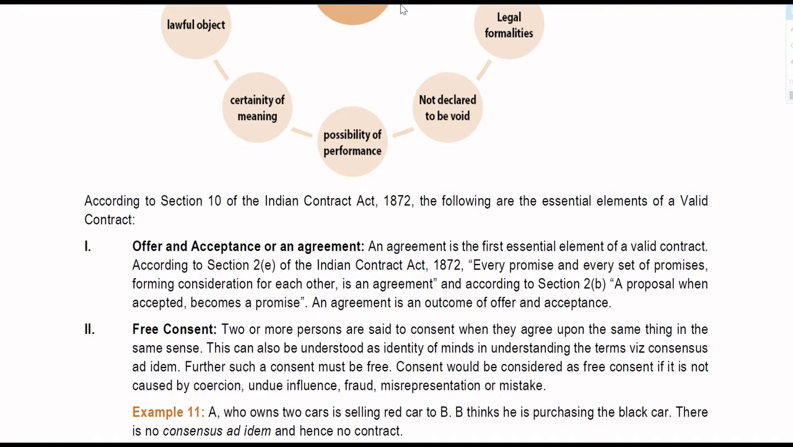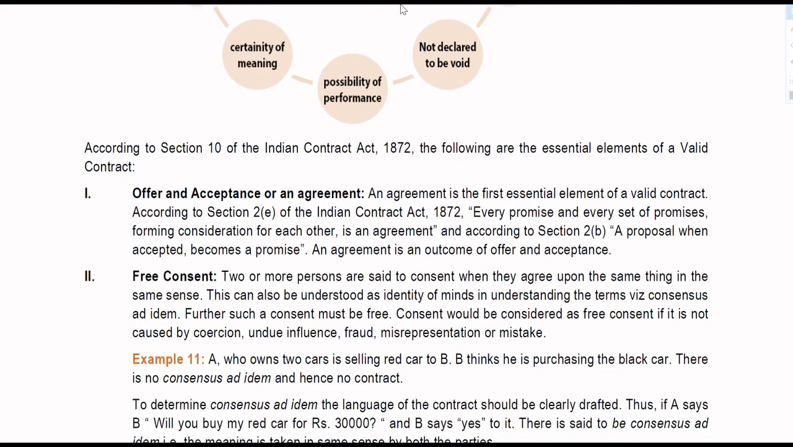According to Section 2(e) of the Indian Contract Act 1872, every promise and every set of promises forming consideration for each other is an agreement. This is the definition of agreement. And according to Section 2(b), a proposal when accepted becomes a promise. This is the definition of promise. When an offer is accepted by the other person, it becomes a promise. An agreement is the outcome of offer and acceptance. When there is an offer plus acceptance, it is an agreement.